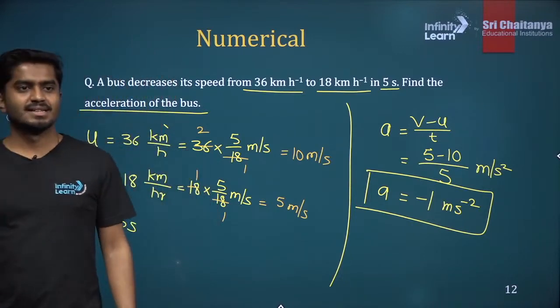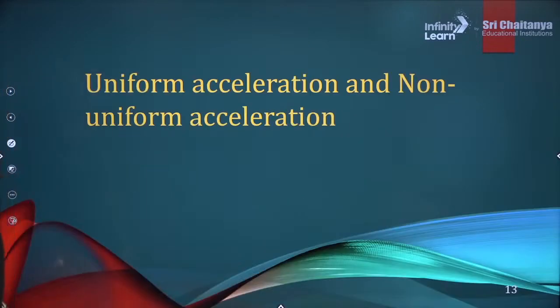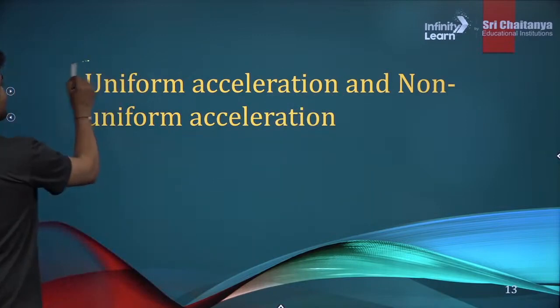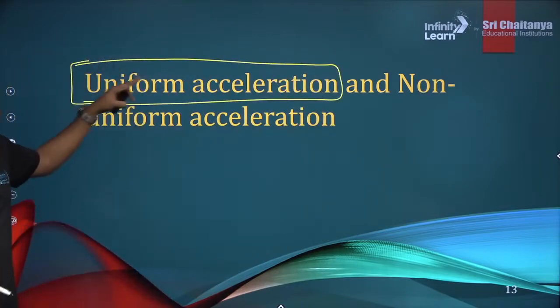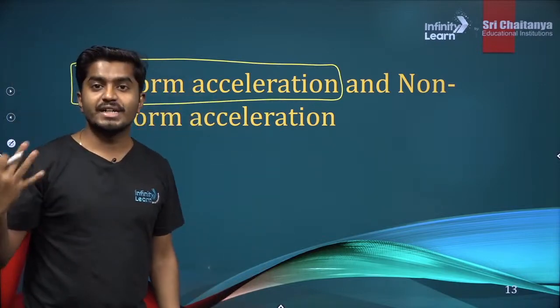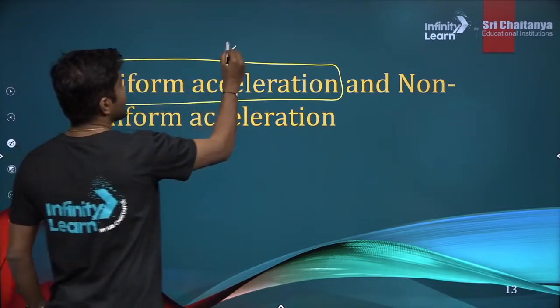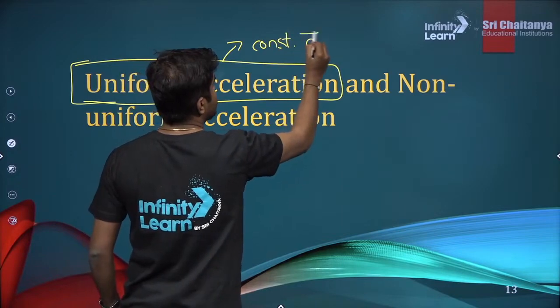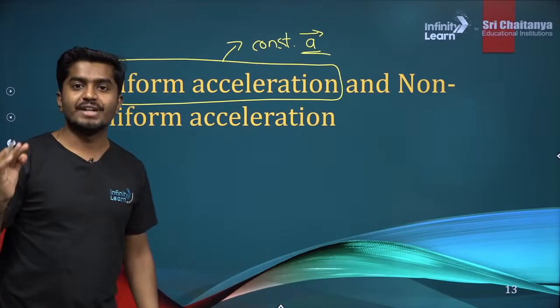Very easy, right? Is there anyone who finds it difficult? Alright. So now we have learnt uniform acceleration. What is uniform acceleration? Uniform acceleration means the acceleration is not changing with time. Acceleration value is constant. Uniform is nothing but constant acceleration value. So the acceleration is not changing with time.